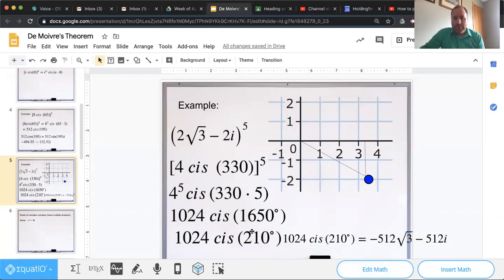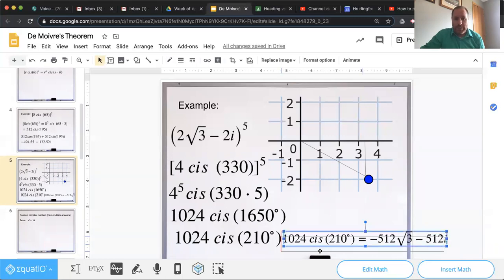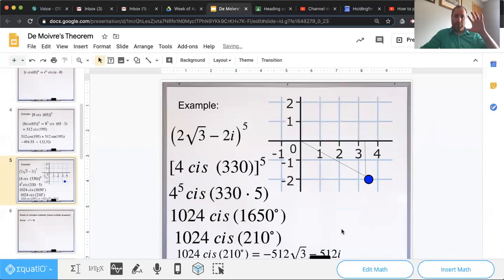Do 1024 times the sine of 210, and you'll get 512. In fact, negative 512, because it will be below the axis in that third quadrant. So this would be in standard form. This would be leaving it in trig form. Yeah, so that's the main stuff with de Moivre's theorem. At least when you have nice numbers, we take it here, and then we multiply it.